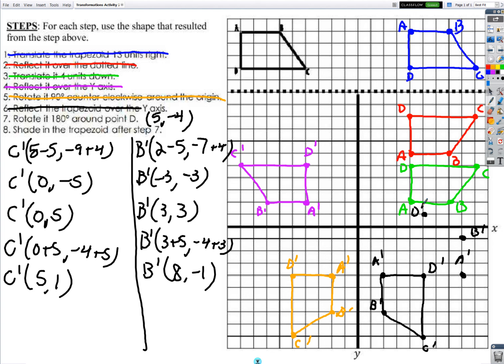So like I could already, if I wanted to finish what I was being asked to do, and that's shade in my finished product, that's what it would end up looking like. But let's explore why D stays in the same spot.